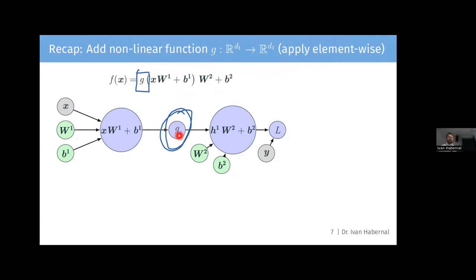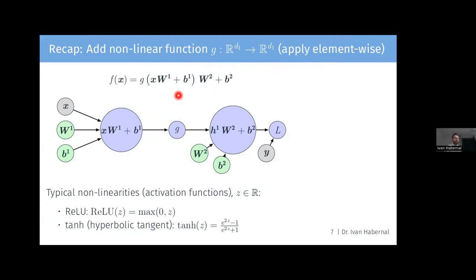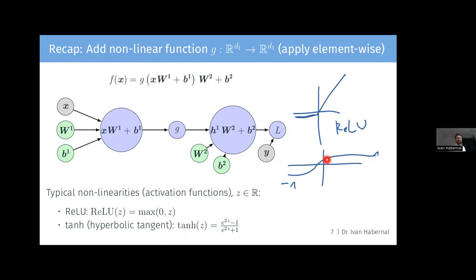Okay. So what are the typical non-linear functions? Last time, I guess, we had ReLU, which is taking a maximum. It's zero for negative values, and then it's just linear. So this is ReLU. Another very typical one is hyperbolic tangent. It's two exponentiations, and it's basically squashing everything between, I guess, minus one and one, roughly. Oh, sorry, it should be zero.